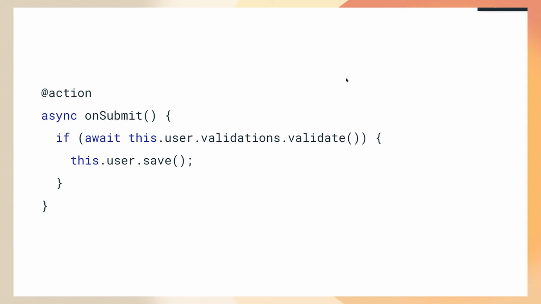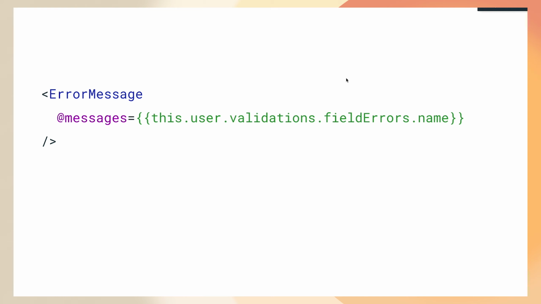This is how I would imagine it to be used. So we get our model, we access the validation, and call a validate method. Then we can do whatever we want with our model once it's validated. Here is a pseudo error message component that will accept a list of messages, and the messages will need to be easily accessible through some object of some kind that has the aggregated validation errors.